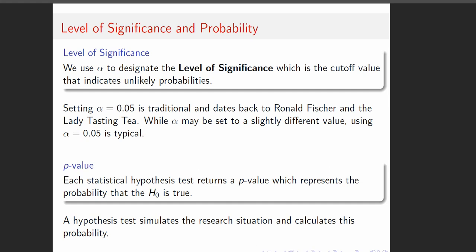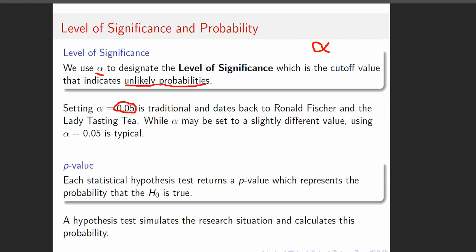So take a pause. Level of significance. This is alpha, a lowercase alpha. Level of significance is the cutoff value that lets us know what are unlikely probabilities. Setting alpha at 0.05 goes all the way back to Ron Fisher and the lady tasting tea. It was traditional, but it turns out that it works really well. Occasionally, alpha may be set to a slightly different value, but especially in an elementary applied statistics course like this one, 0.05 is going to be very typical.